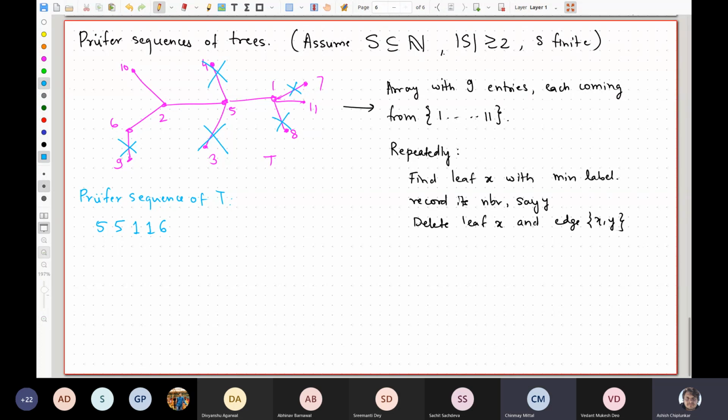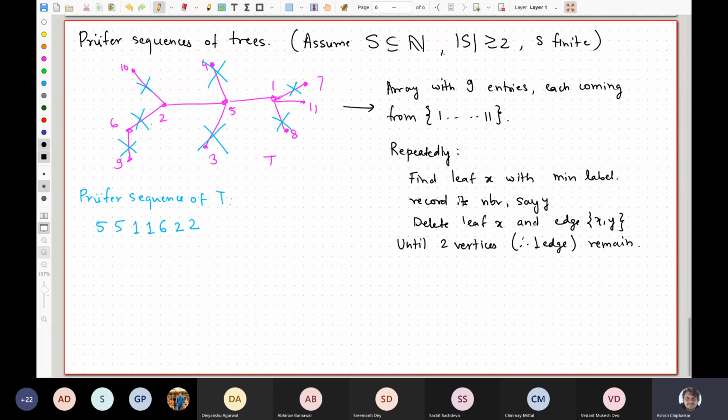Now 2, and delete 6. Remember, 6 has now become a leaf node because we deleted 9. Good. Now what remains? 10. Yes, 10, and then I recorded 2. One thing I forgot to mention: you keep on repeating until 2 vertices remain, and therefore 1 edge remains. So you recorded a 2 and you deleted 10.